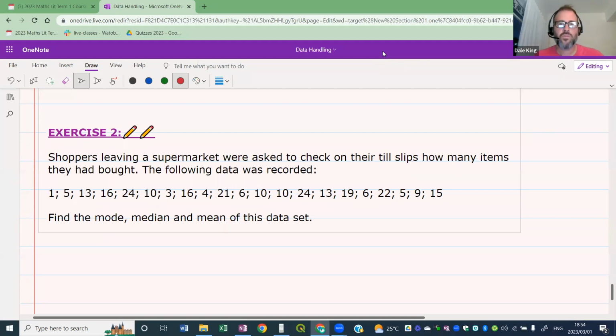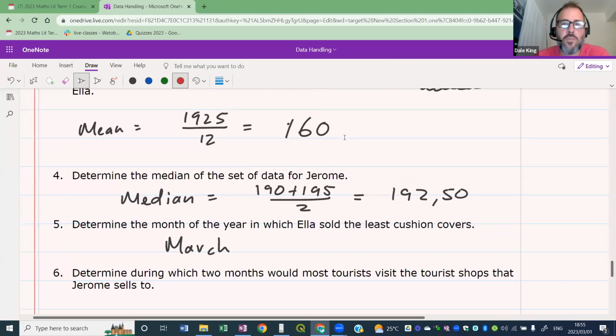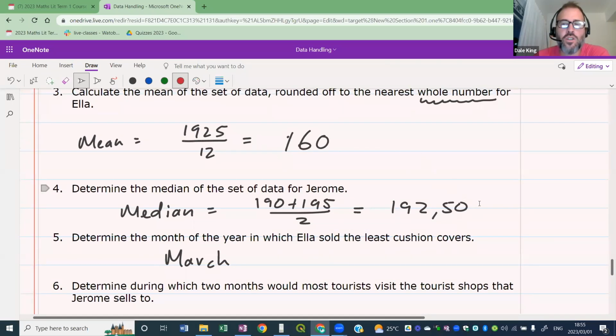Dale, we have one question in the chat. It is about the median. I thought we add a 0 to a decimal only when dealing with money. Why, sir, did you then add a 0 to 192,5? Good question. So it's just a force of habit. I just always show two decimal places, just a force of habit. Yes, it's usually only with money.